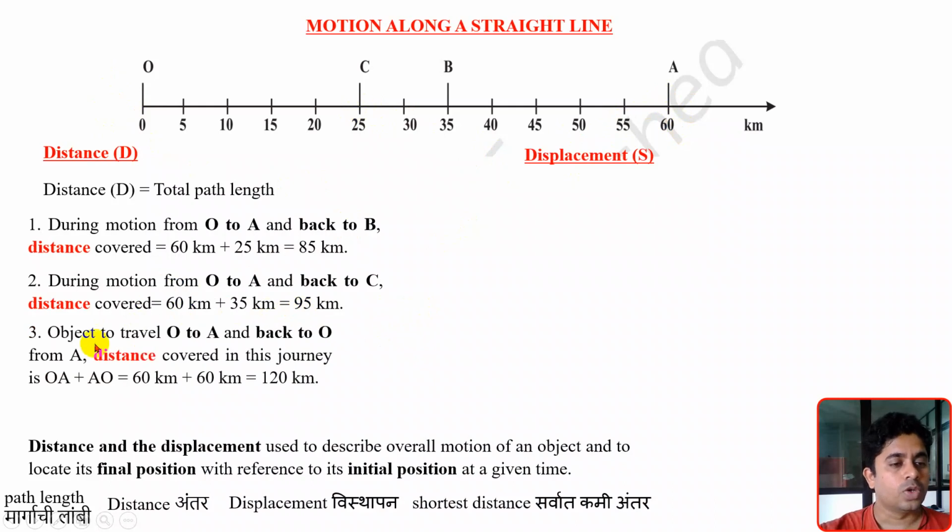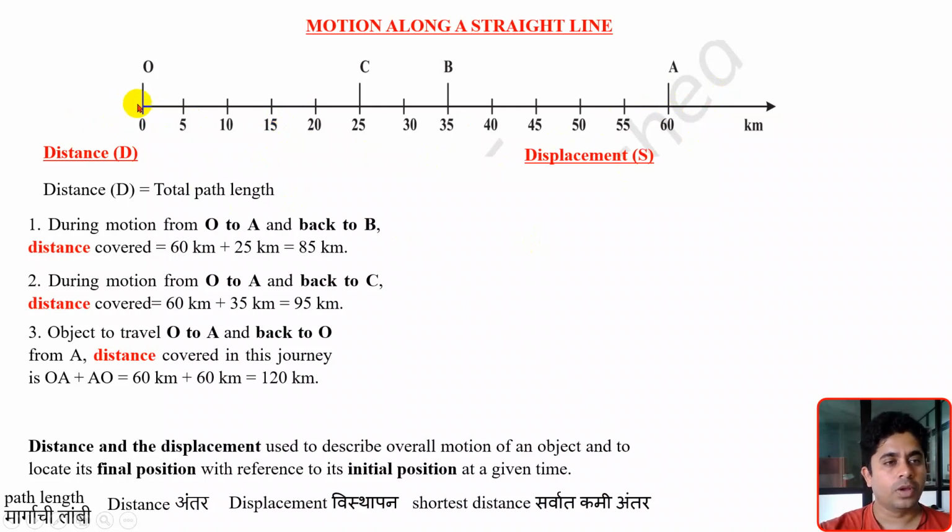Right? Now I am considering that the object has traveled from O to A, and from A it has come back to O again. In this journey, what is the total path length? What is the O to A distance? O to A distance is 60 kilometer, and from A to O it is how much? It is 60 kilometer. Here also you have not considered any sign convention.